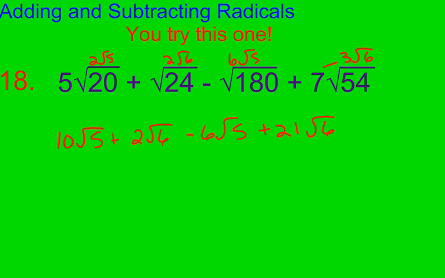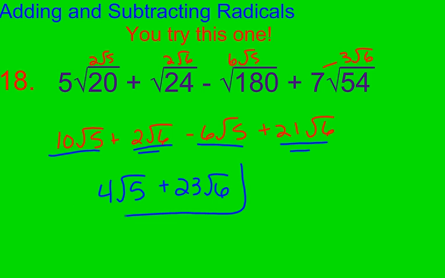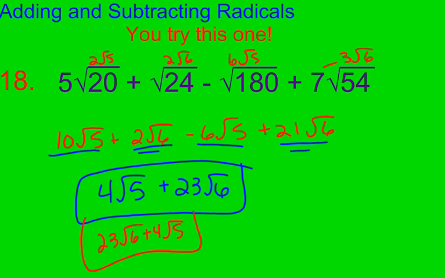So when I add these, again, I like to add in the order I was given them, so I'll just do the 5's first. I would get 10 minus 6, which is 4 root 5. And then I add the root 6's. 2 plus 21 would be 23 root 6. And there's my answer. Again, if you happen to write 23 root 6 plus 4 root 5, same thing. You're good to go. Hopefully that is a good review of adding or learning maybe of adding and subtracting radicals.